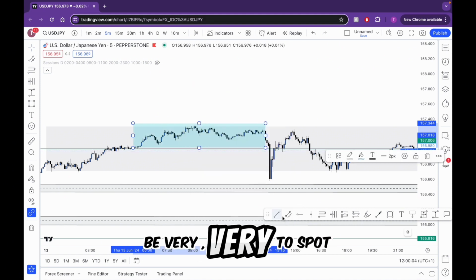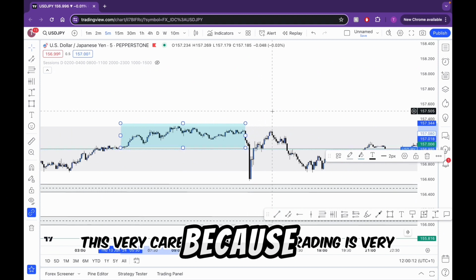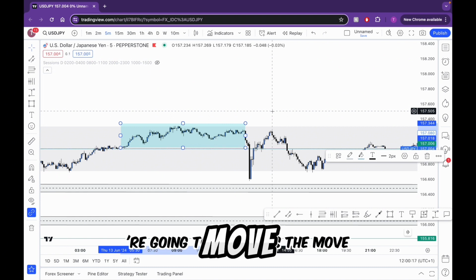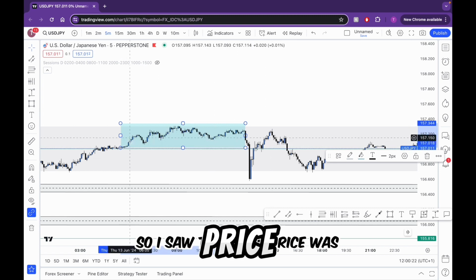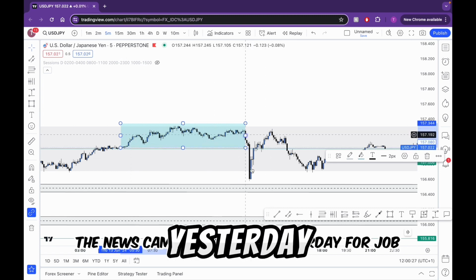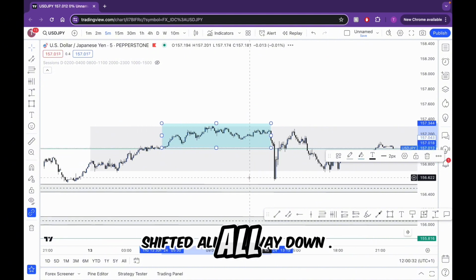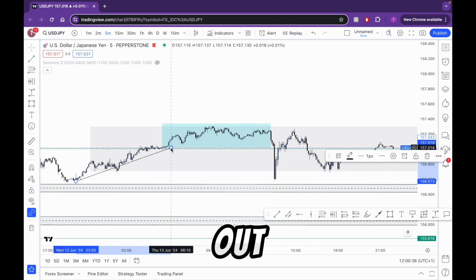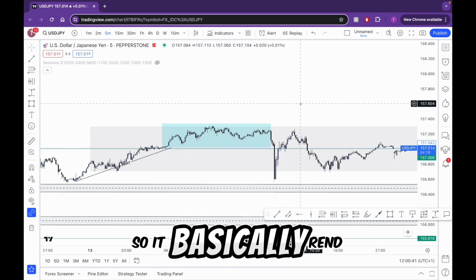Okay guys, you need to spot this very carefully, because trading is very real time. If you miss it, you're going to miss the move, and in trading, timing is very important. I saw that this price was ranging, and at 1:15, when the news came yesterday for jobless claims, I believe, that's when the price shifted all the way down. All these orders were taken out, and this is what I call a LQ print. So it's basically like a trend line.